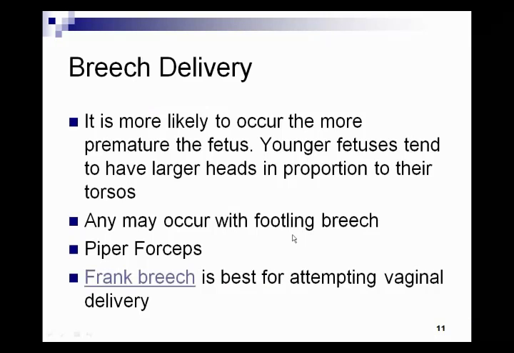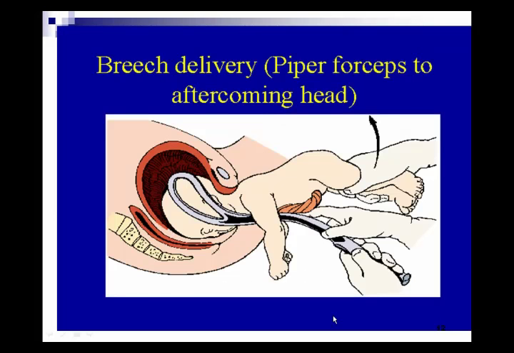Breech delivery is more likely to occur the more premature the fetus. Young fetuses tend to have large heads in proportion to their torsos, as I had mentioned, and this can occur with the footling breech. Piper forceps is the forceps that we use. A frank breech is best for attempted vaginal delivery, which I had just explained. And those are the Piper forceps and how they would be used.